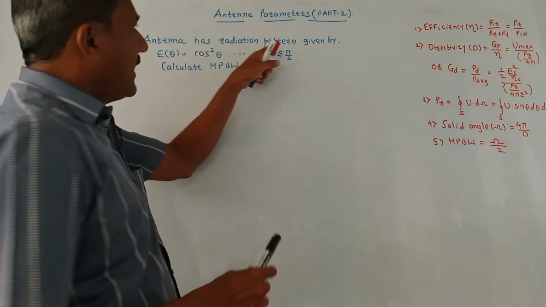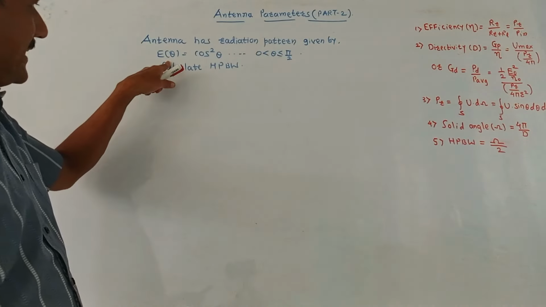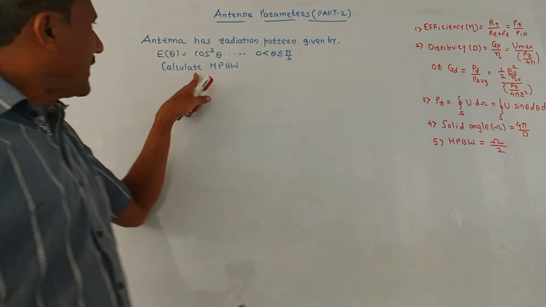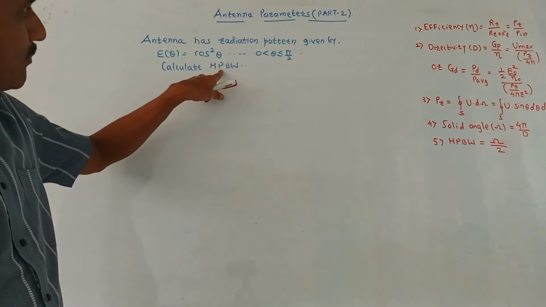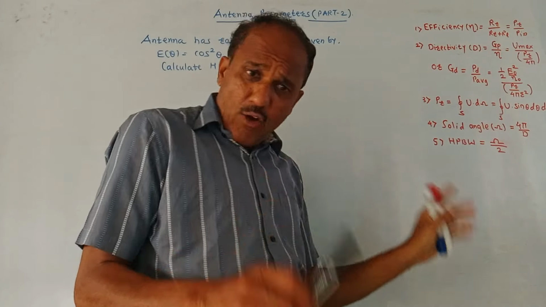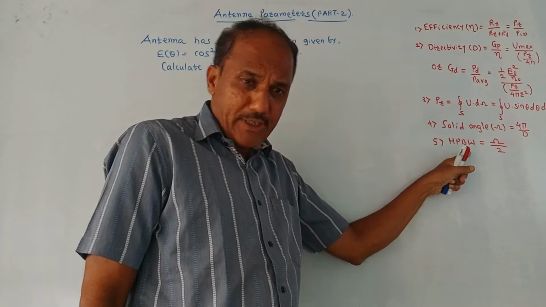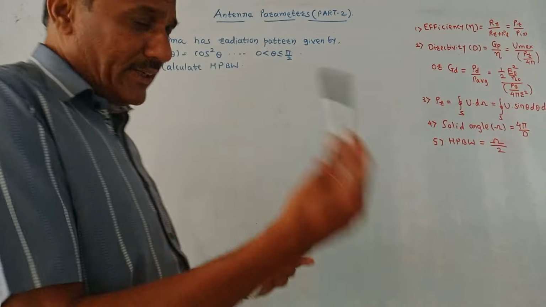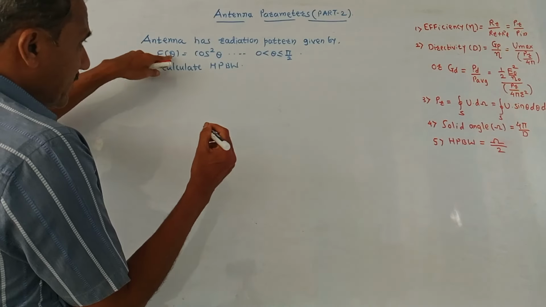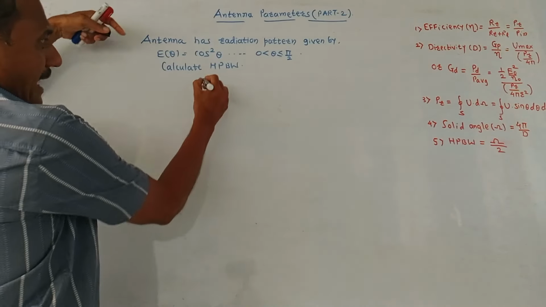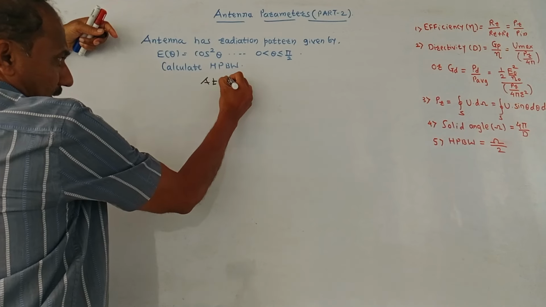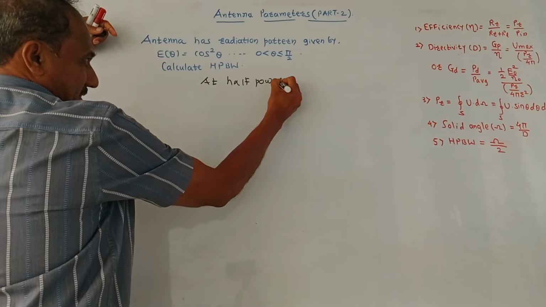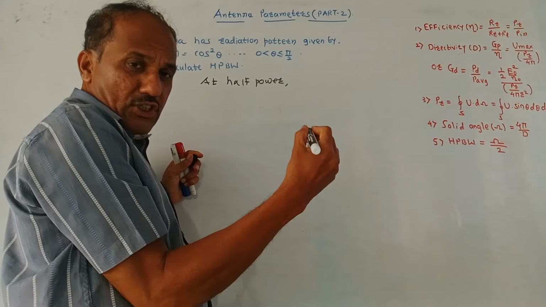Next problem, an antenna has a radiation pattern given by E of theta is cos square theta, the range of theta is 0 to pi by 2. Calculate HPBW, that is half power beam width. See, I have already written the formula of HPBW, so we can well make use of this formula. But instead of that, I will tell you one simple technique. This is the given value of the radiation pattern at half power. Remember this point, at half power. We have studied this concept while discussing the definitions of antenna.